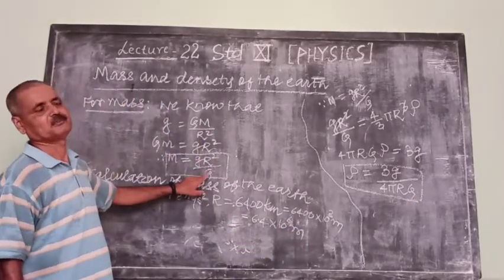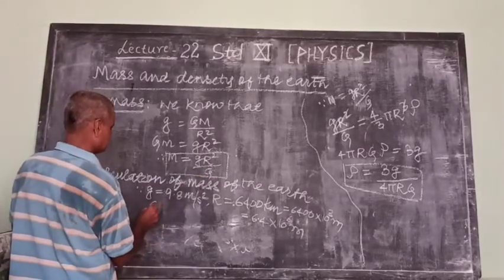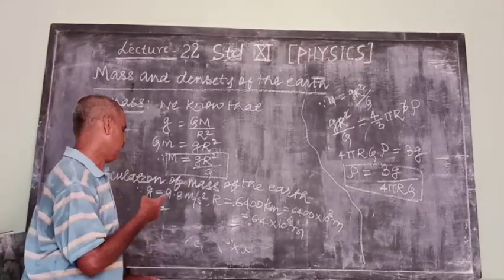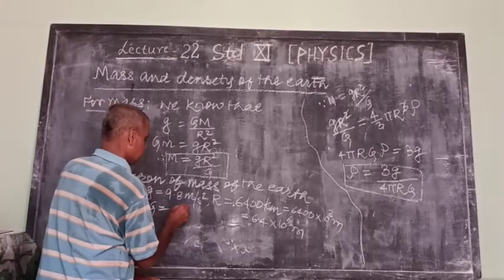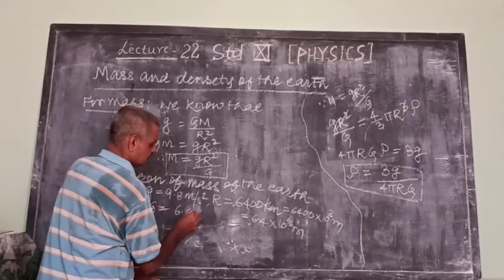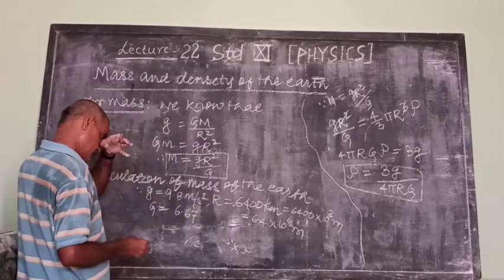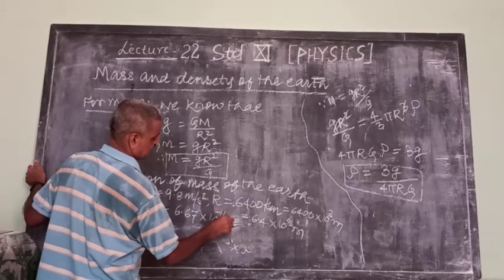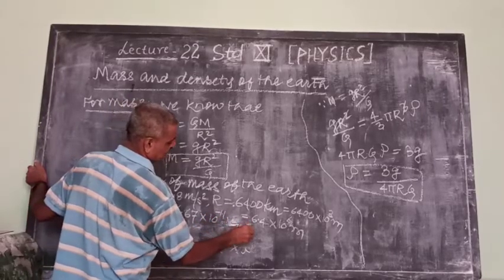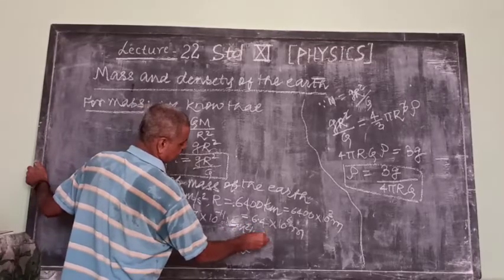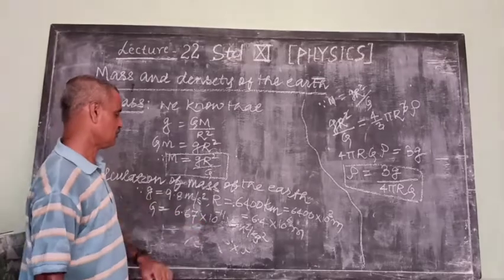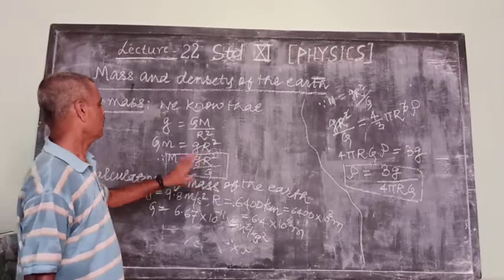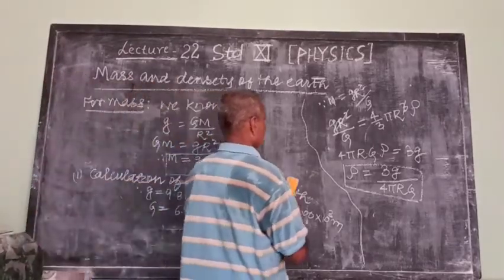And third item, that is capital G. The value of G, it is already known, 6.67 into 10 to the power minus 11 Newton meter square per kg square. So these are the values, and we will put this value in this equation. The actual value of mass can be calculated.